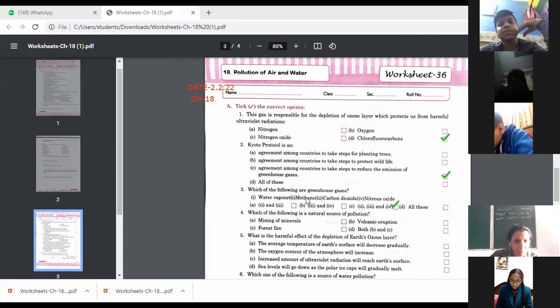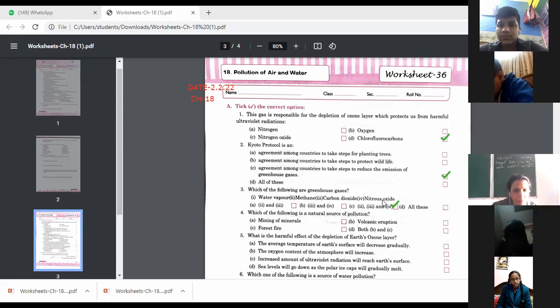Ma'am, but in the book it's given. What's given? Methane, nitrous oxide, and water vapor also contribute towards greenhouse gases. Water vapor, so I don't know if it will be included. Let me check it. We'll confirm it.